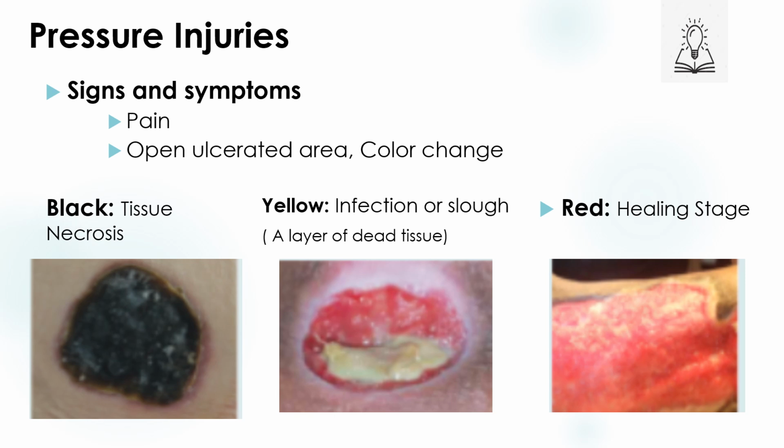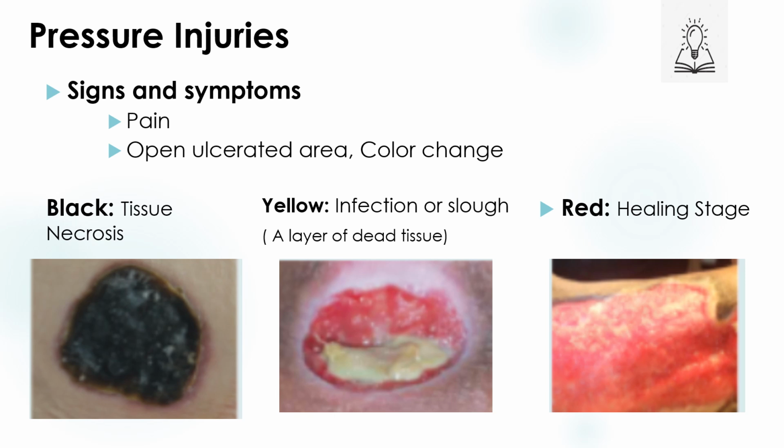So one of the first signs of developing a pressure injury is pain. Patients may report discomfort or tenderness in the areas that are under prolonged pressure. It's important to take these complaints seriously, as pain can be an early indicator of tissue damage.